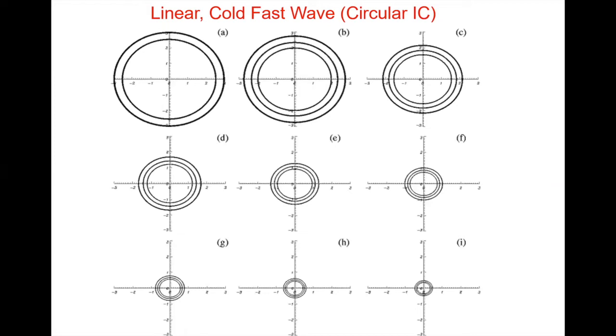And you can see that here. So for a linear cold fast wave system with that circular initial condition, you just have a contracting annulus that comes around and contracts around the null point. Not a very interesting system, but well understood. What's more interesting is when you increase the amplitude. Okay, so if we increase the amplitude, we can get to a non-linear system. And when we get to a non-linear system, the following happens. So I'll play the movie.